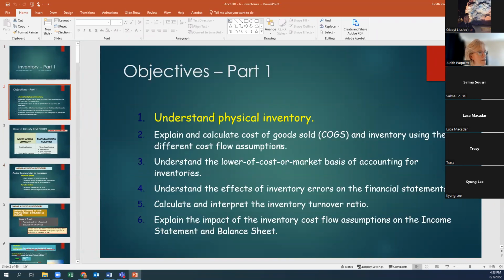And then my question is, do you know how to calculate cost of goods sold and ending inventory using FIFO, LIFO, and average cost?